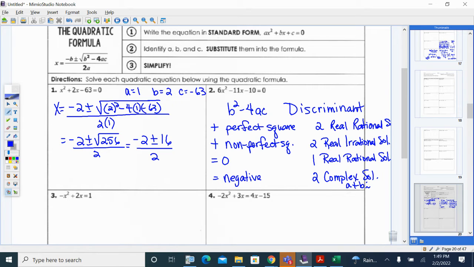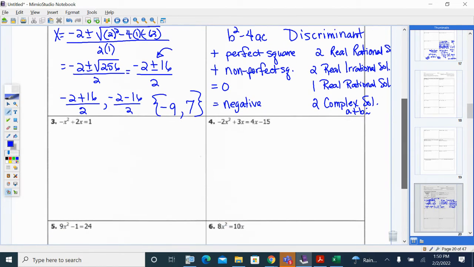There is a plus and a minus in the middle of this formula, which means that my two solutions can be found by one using the plus and then the minus. So we're going to calculate both of these. Negative 2 plus 16 is 14, and 14 divided by 2 gives me 7. And then negative 2 minus 16 is negative 18, and negative 18 divided by 2 is negative 9. So my two solutions for number 1 are negative 9 and positive 7.